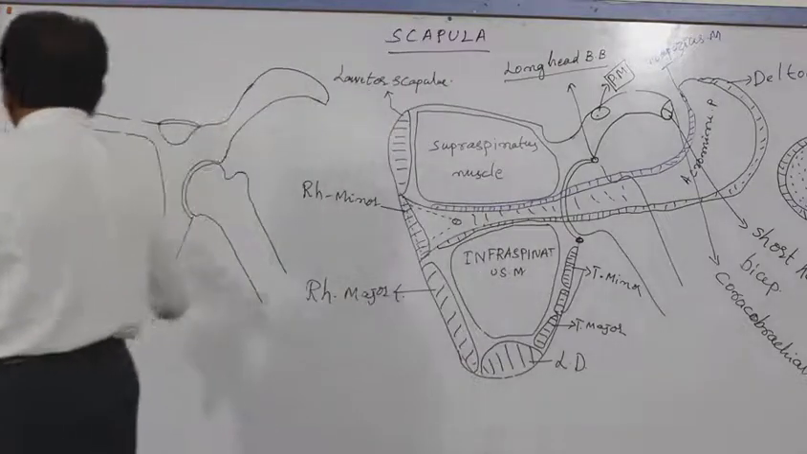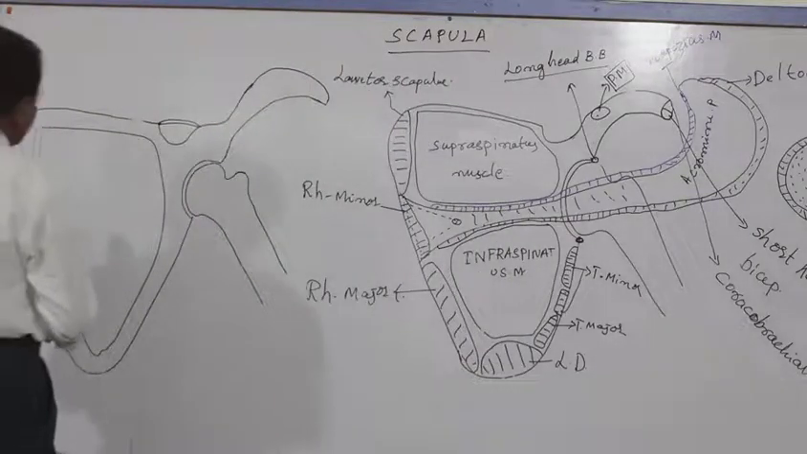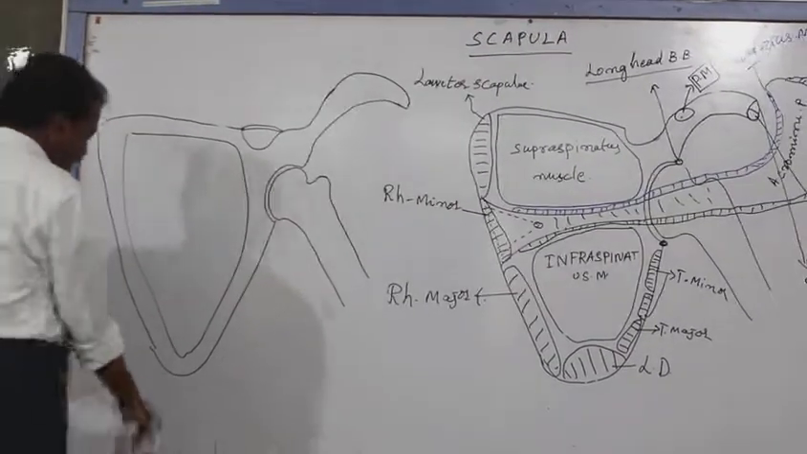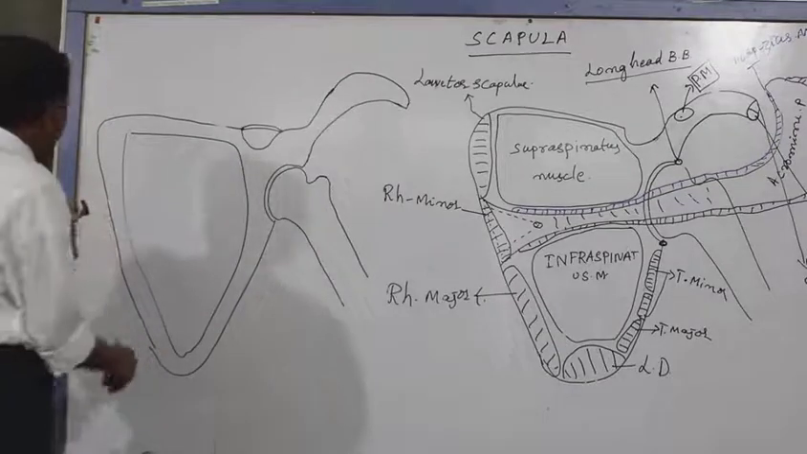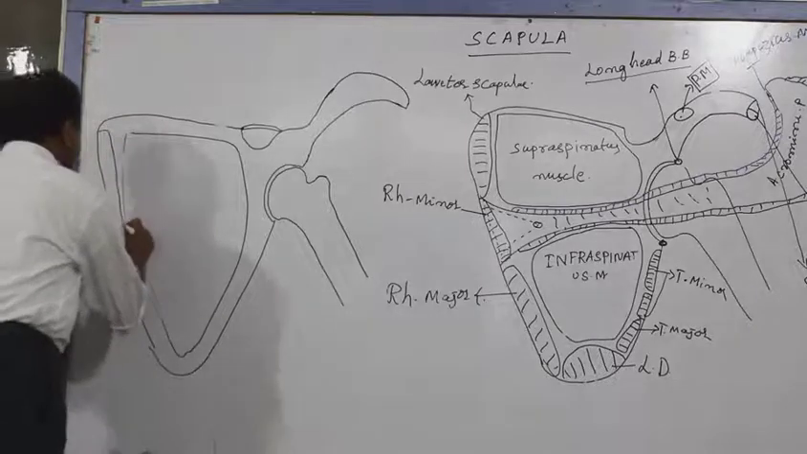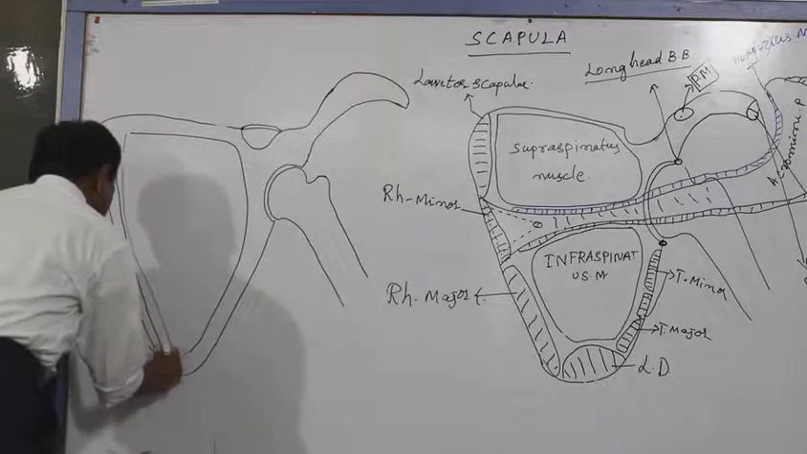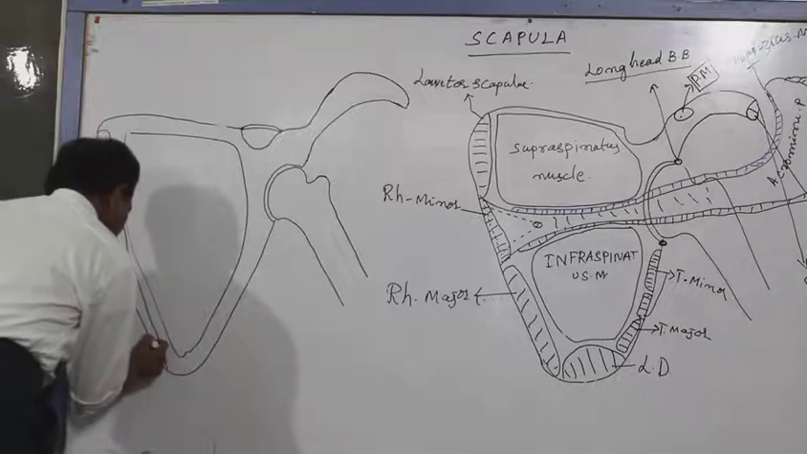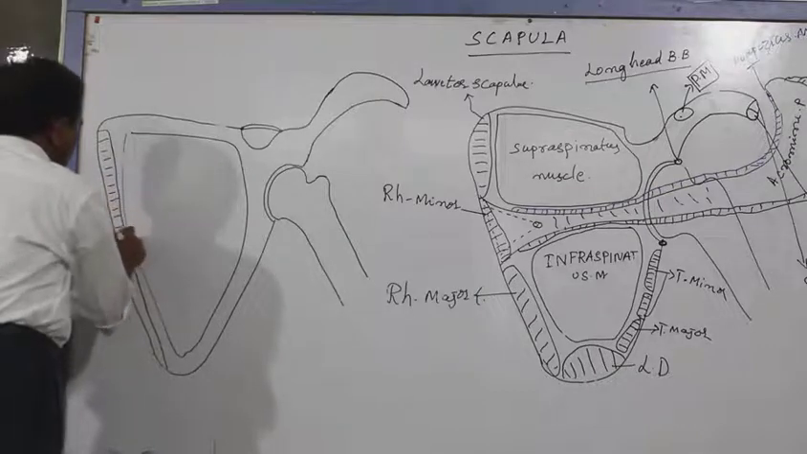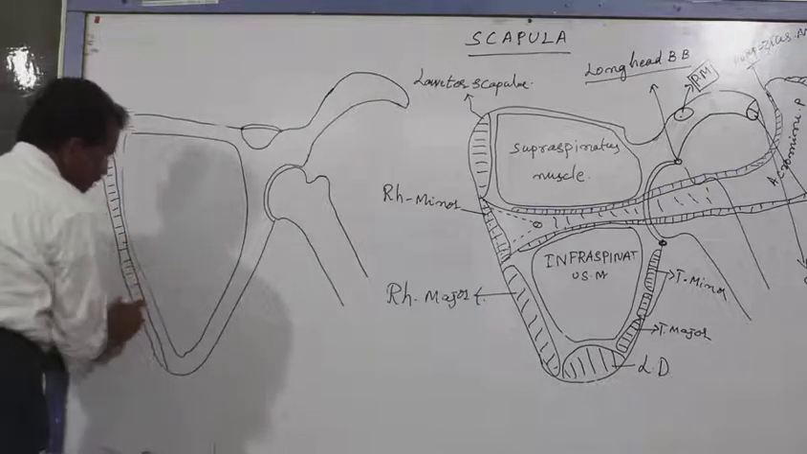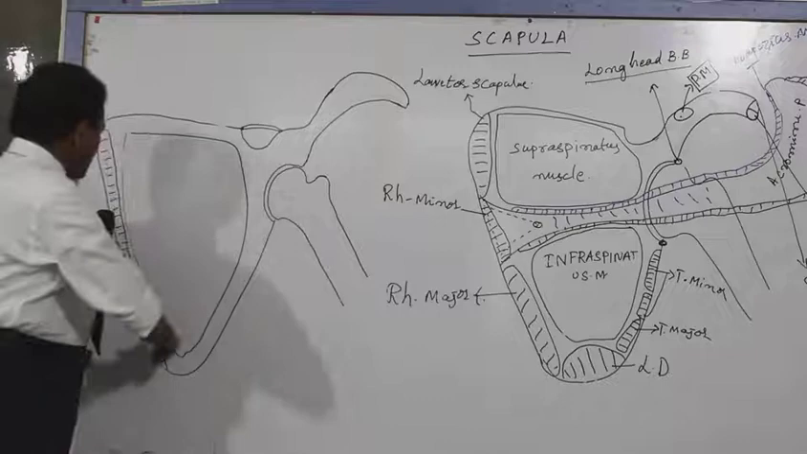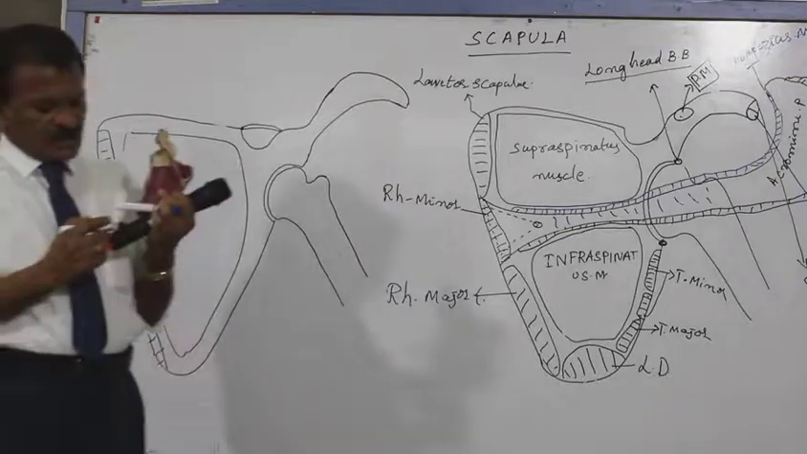Next is the ventral surface of the scapula. From the superior medial angle to the inferior angle, there is an origin for the insertion of the serratus anterior muscle. Serratus anterior muscle originates from the outer surface of the upper 8 ribs. Insertion takes place along the medial border in the ventral surface of the scapula.